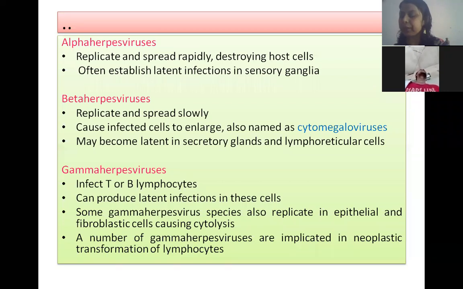Lymphoreticular cells means the spleen, lymph node, thymus, and bone marrow. And gamma herpesviruses infect T cells or B cells and produce latent infection in these cells. Gamma herpesviruses are also involved in neoplastic transformation of the lymphocytes.